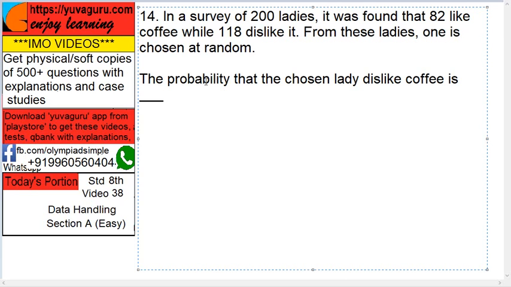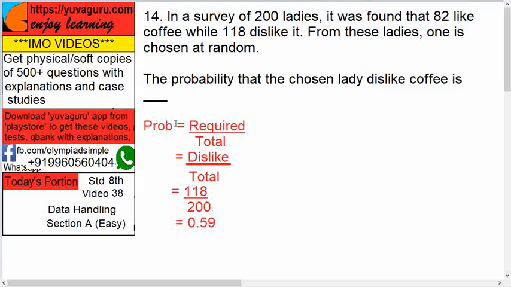Chosen at random. The probability that the chosen lady dislikes coffee is, what is the formula for probability? Required upon total. Somebody calls this sample space also. What is required? Required is dislike. How many dislike? 118. So dislike is 118 upon total is 200. So 118 upon 200. Solve this, you will get 0.59. Or in exam, if it's given in fraction, keep it in fraction.